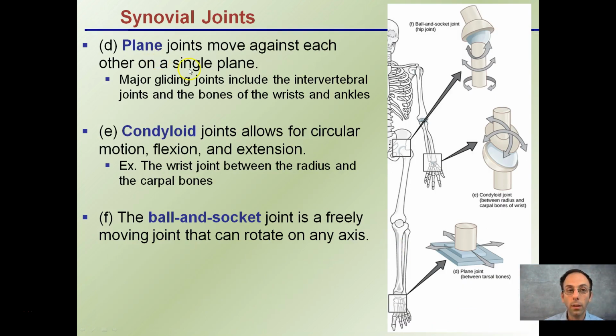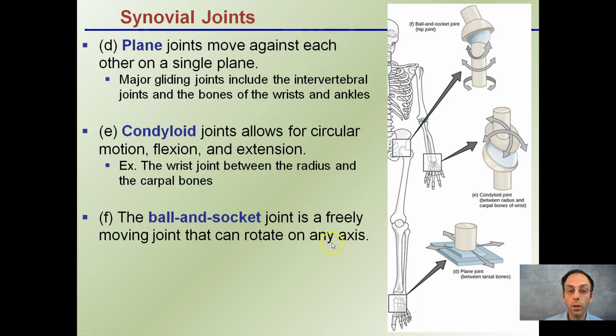Plane joints move against each other in a single plane, and we see that indicated here. An example on the body would be between the tarsal bones. Also, major gliding joints include the intercarpal joints of the bones of the wrist and the ankles. So remember, our ankles share a lot of similarities with our wrists. The condyloid joints allow for circular motion, flexion, and extension. These are wrist joints between the radius and the carpal bones. So in this specific region right here, we have that example of that circular motion that occurs.